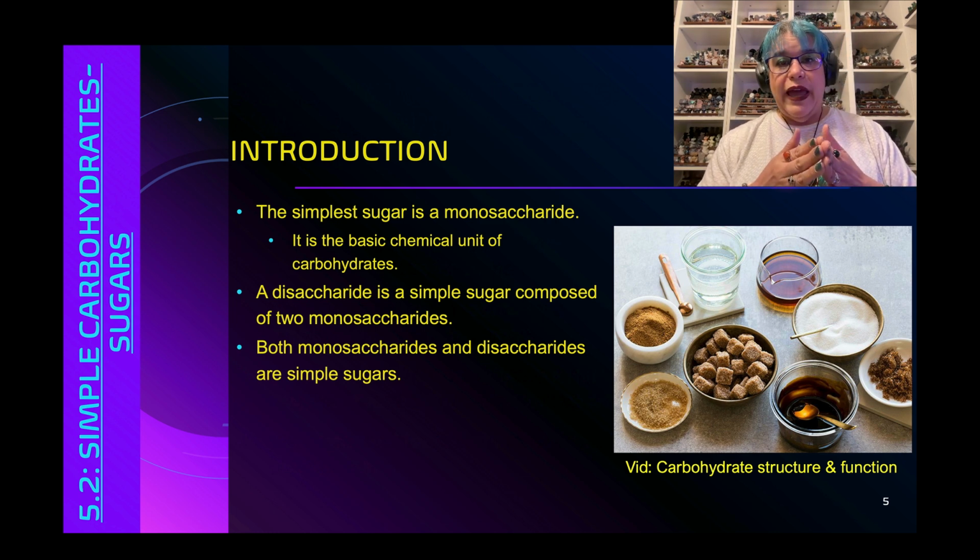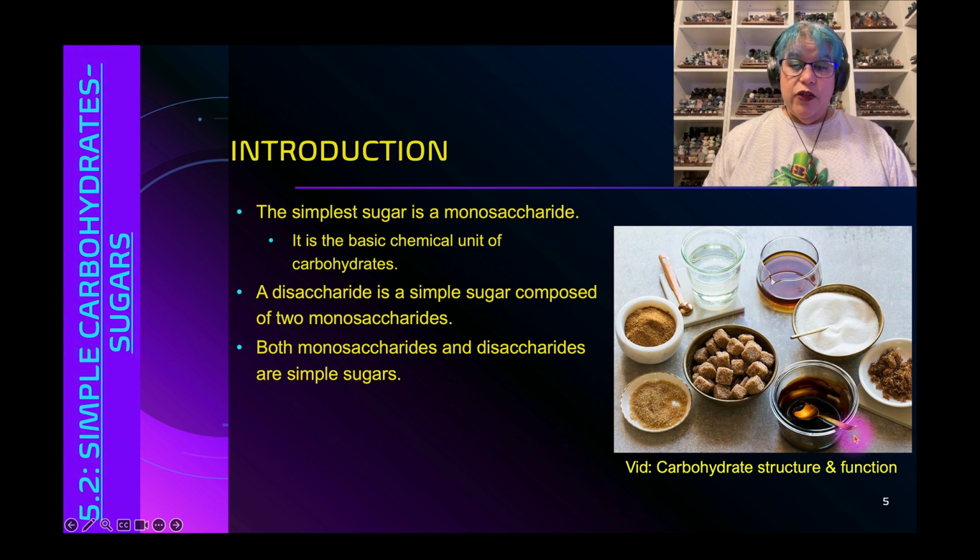The simplest sugars that we have are monosaccharides. Mono means one, saccharide means sugar. So you've got monosaccharide, a single sugar. It is the basic chemical unit for all carbohydrates, no matter which ones you're talking about. A disaccharide, di means two, saccharide means sugar, so a disaccharide is two simple sugars put together. So you've got two monosaccharides glued together. And both mono and disaccharides are what we consider as simple sugars. Now, again, you've got another video in your ebook that you can watch called Carbohydrate Structure and Function.